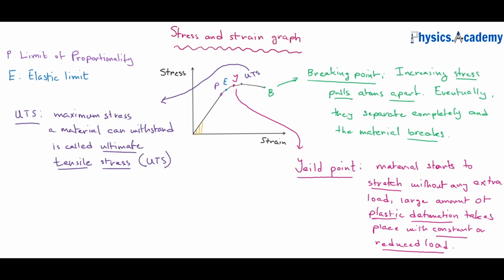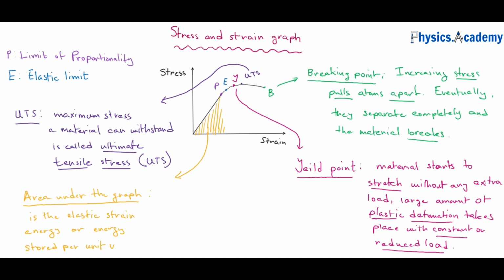We can also calculate the area under the graph, indicated by this shaded region here, just like we were able to do for the force and extension graph. And this is going to give us the elastic strain energy, or the energy that is stored per unit volume of the material. So that becomes E equals half times the strain times the stress of the material.